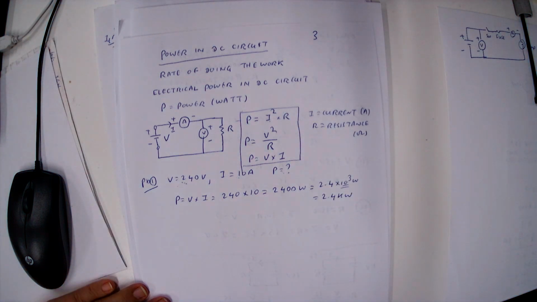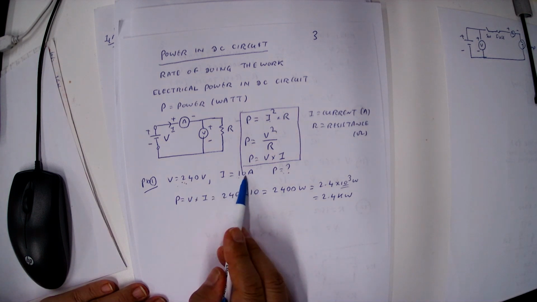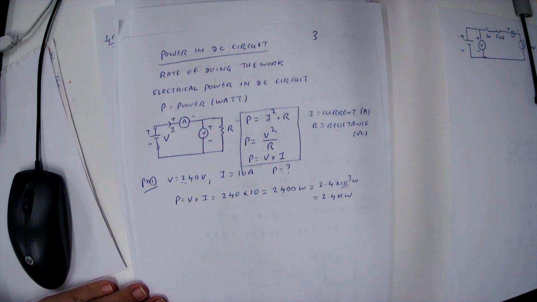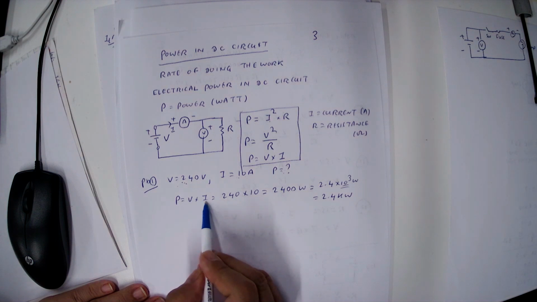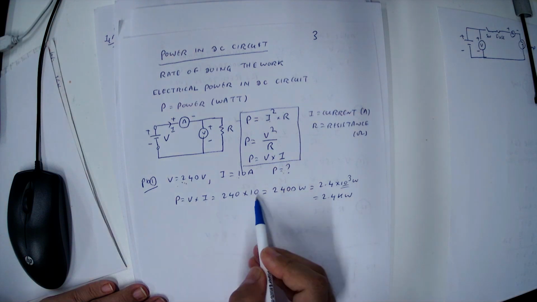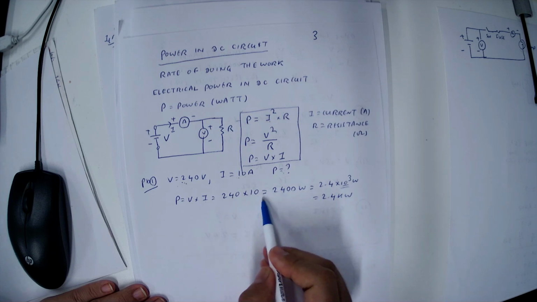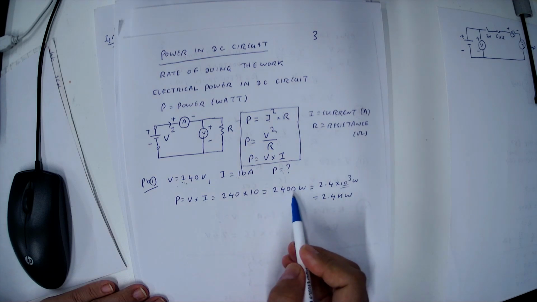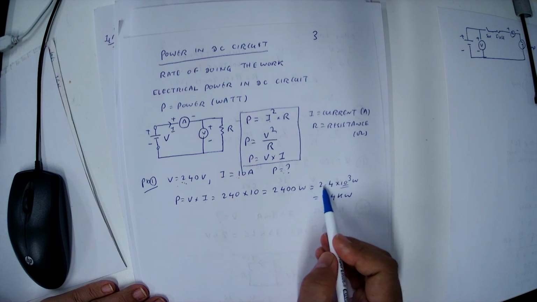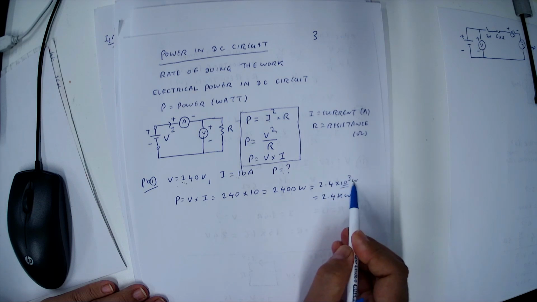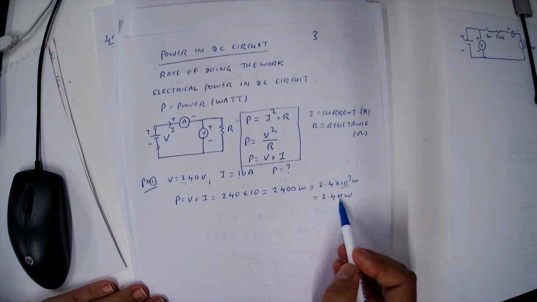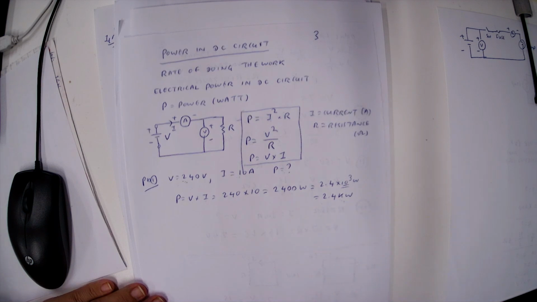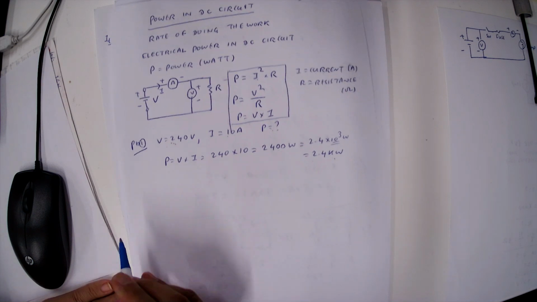So the voltage 240 volt, current is 10 ampere. We can calculate the power P equal to V multiply I. So V 240, I 10. So 240 multiply 10, so we got 2400 watt. This is equal to 2.4 into 10 power 3 watt, or 10 power 3 is kilo, so 2.4 kilowatt. So this is the way we calculate the power.